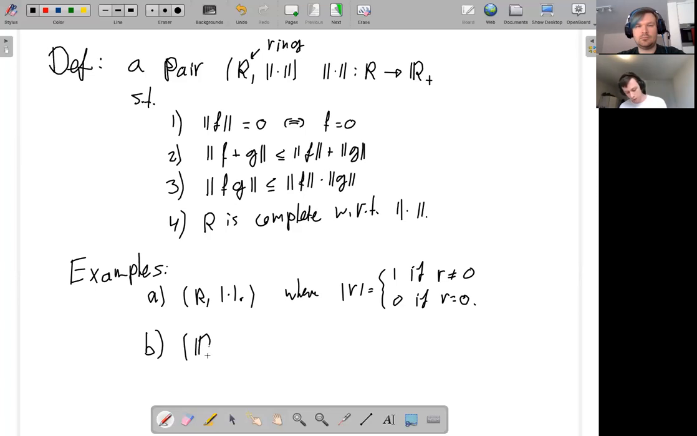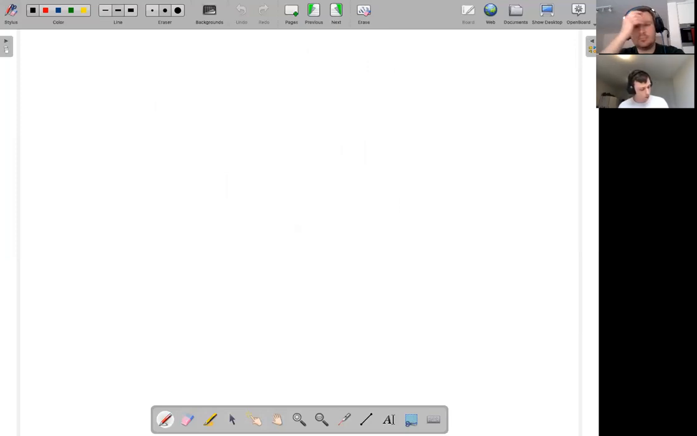You have the real numbers with the usual absolute value, which is also denoted with this infinity, and you can raise it to the power epsilon with epsilon greater than 0 and less than or equal to 1. Oh, well, no, so this is less than or equal to 1, like this. And there are many more examples.